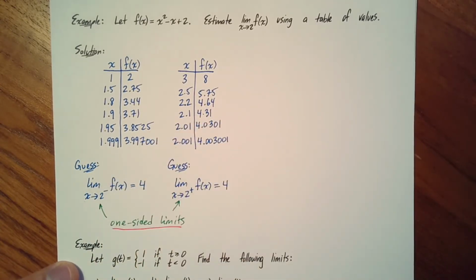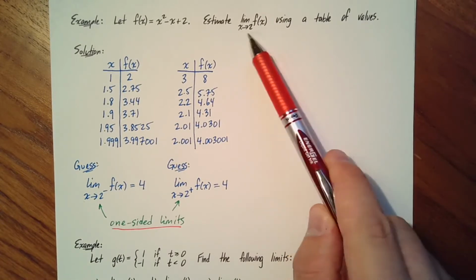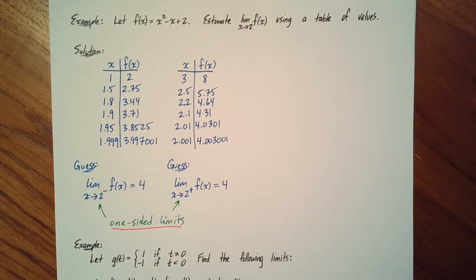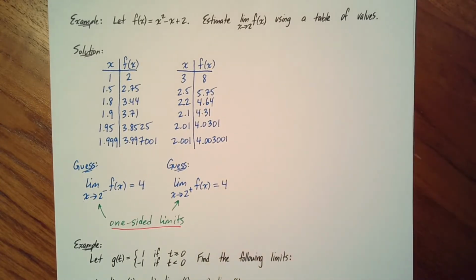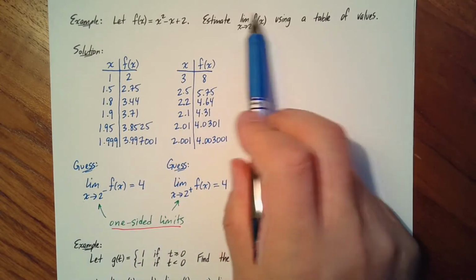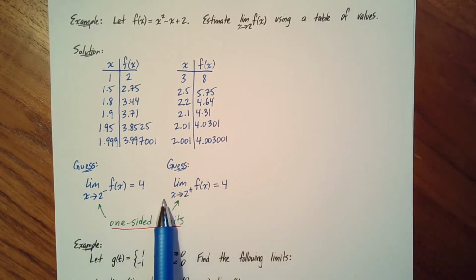And then just to contrast this with the limit we were given up here, the limit as x approaches 2 of f of x, where there's no direction specified, I would call that a two-sided limit because you're not approaching from one direction at a time. Okay, so how would you put this all together now? Because that's the one we were asked about, right? The limit as x approaches 2 of f of x. We weren't asked for these one-sided limits, but that's the idea.